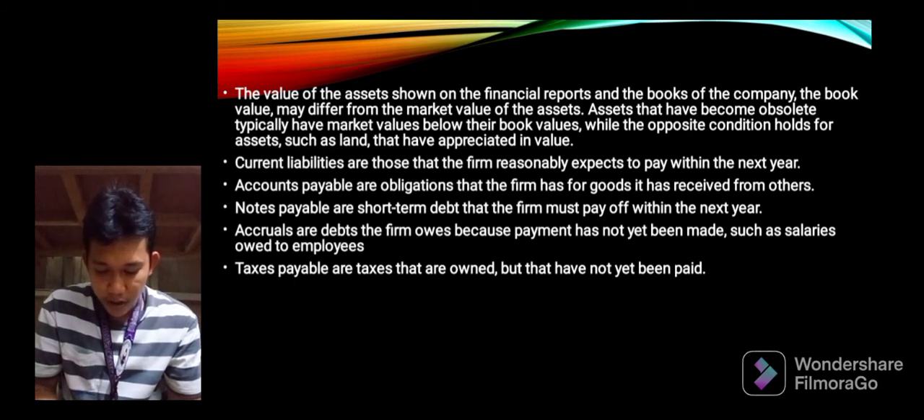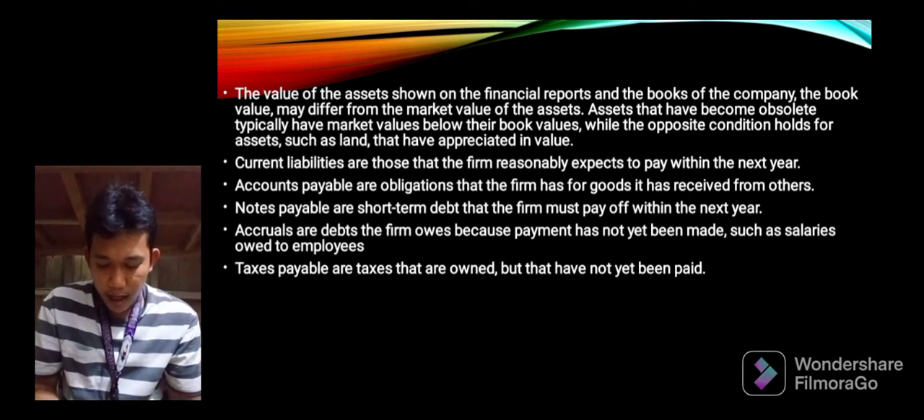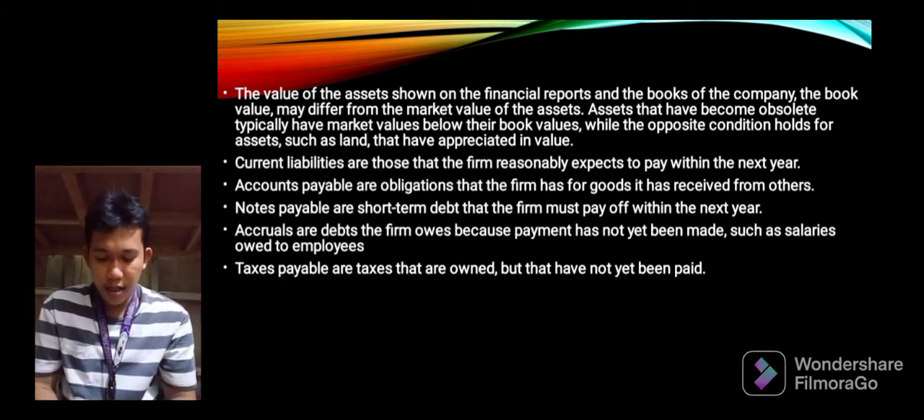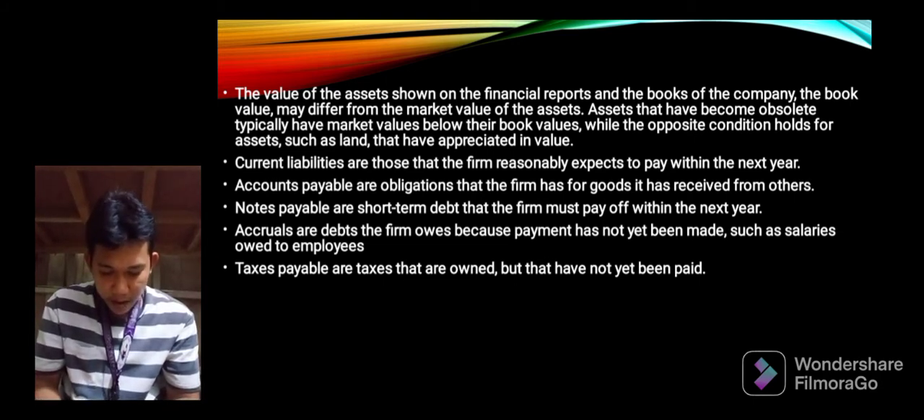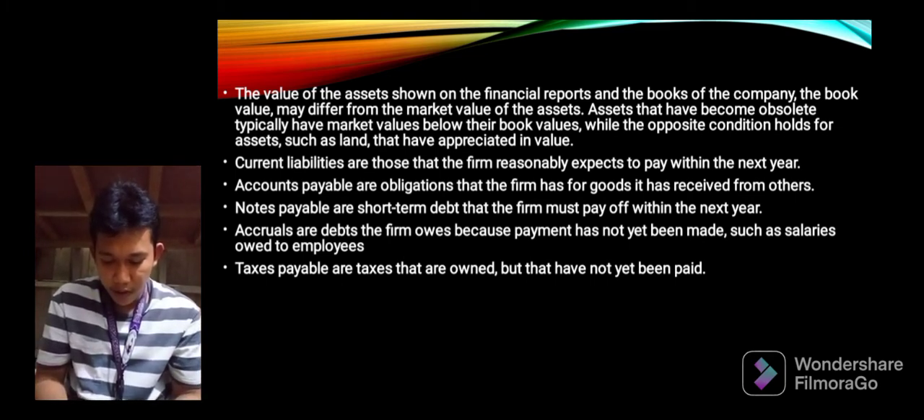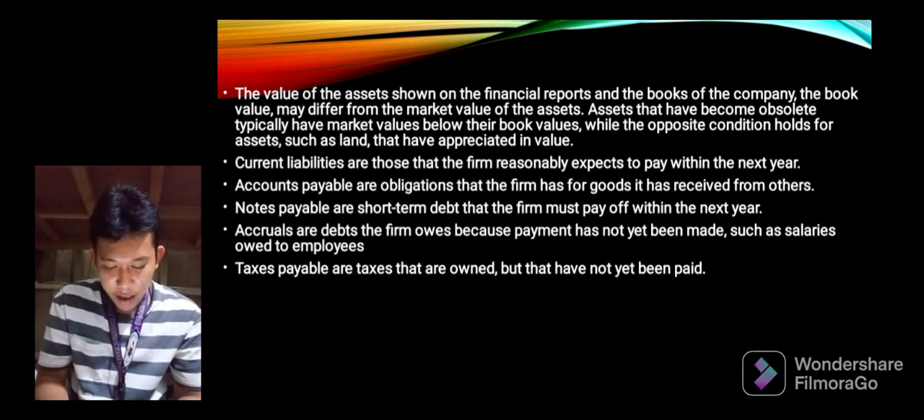Current liabilities are those the firm reasonably expects to pay within the next year. Accounts payable are obligations of the firm for goods it has received from others. Notes payable are short-term debts of the firm that must be paid off within the next year. Accruals are debts owed for which payment has not yet been made, such as salaries owed to employees. Taxes payable are taxes owed but not yet paid.